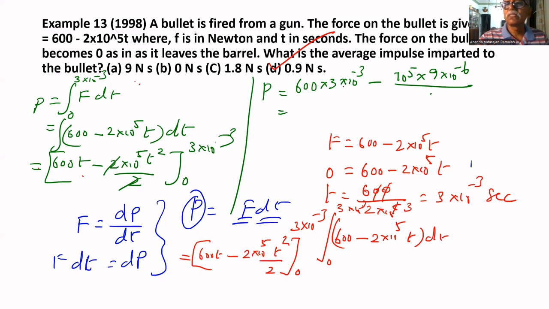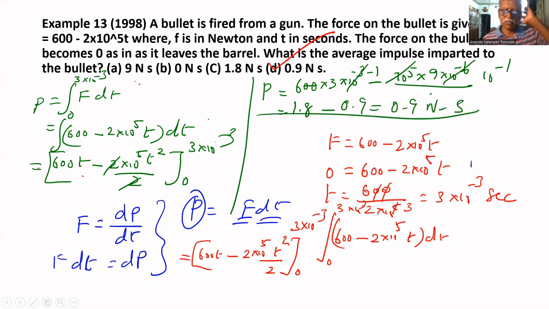So, 10 power minus 3 means the 2 0s cancelled, minus 1 is there, 1.8. Minus 10 power 5 times 10 power minus 6, 10 power minus 1 is there, 9 means 0.9. Therefore, 0.9 Newton second. Therefore, D is the answer. Shall I move to the next sum? Yes, sir.